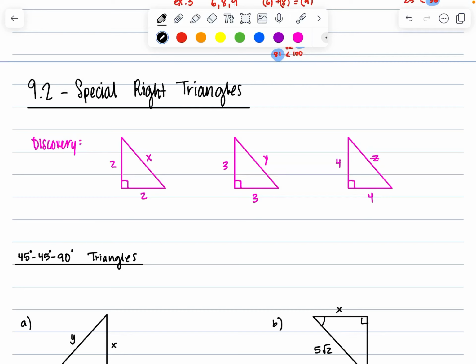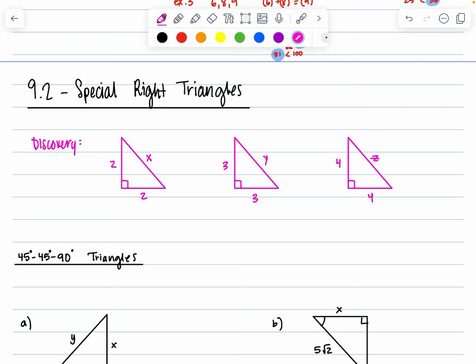Hello and welcome to our new section 9.2 on special right triangles. This lesson is going to be split up into two parts. We're going to first talk about our first special right triangle, 45, 45, 90. Before we even start this, I want you to try these three. This is going to be a little bit of a discovery.